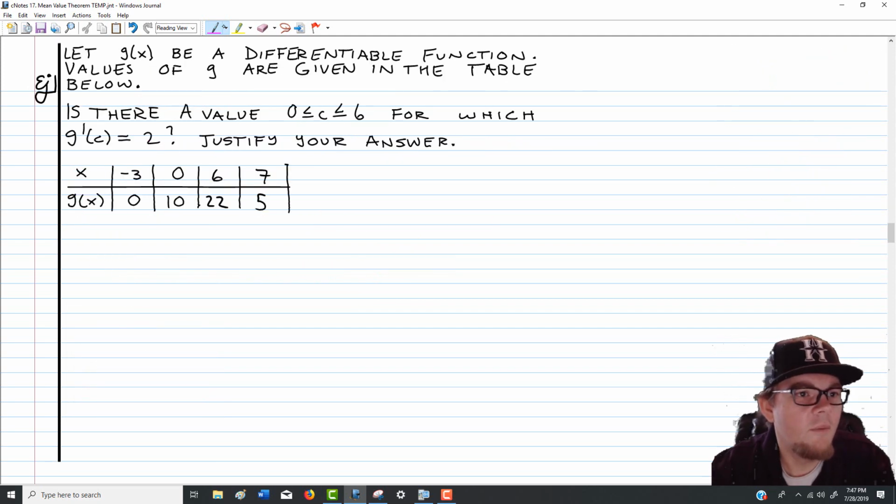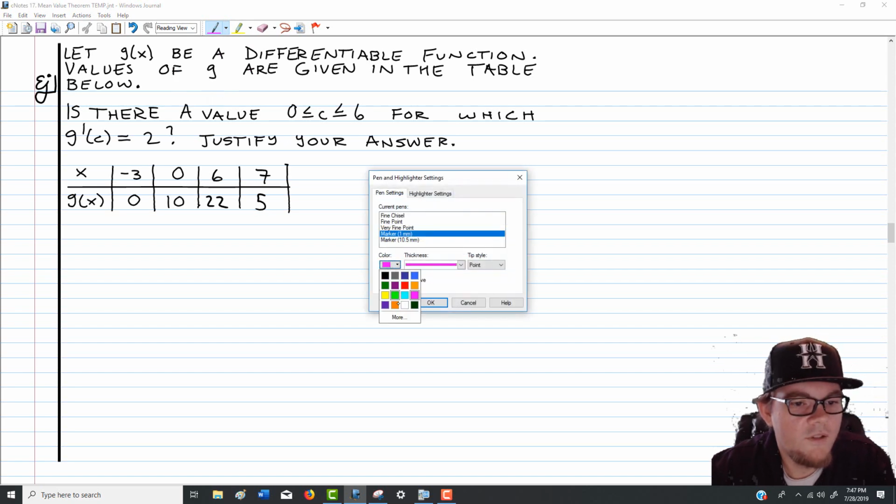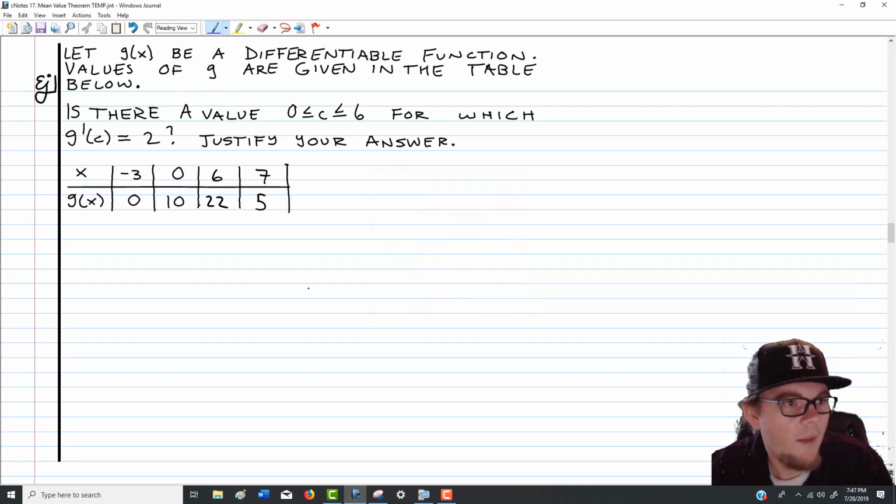Second, I've got, of course, a table problem. We've looked at some things numerically so far, but I think this is a really good thing to bring up. So in this example, we're told that g is a differentiable function and that there are values of g given in the table below. Our question to answer is: is there a value c between 0 and 6 for which g prime of c equals 2? And our job is to justify our answer.